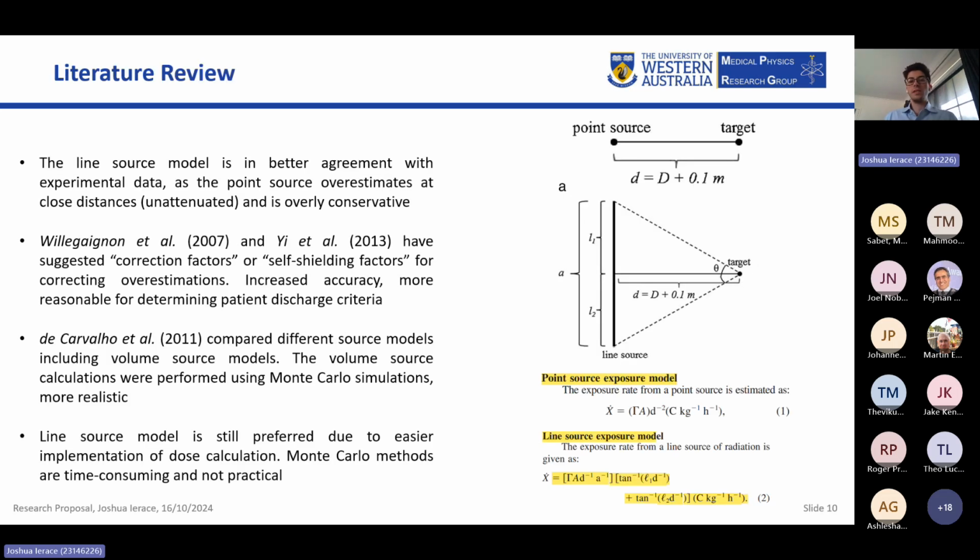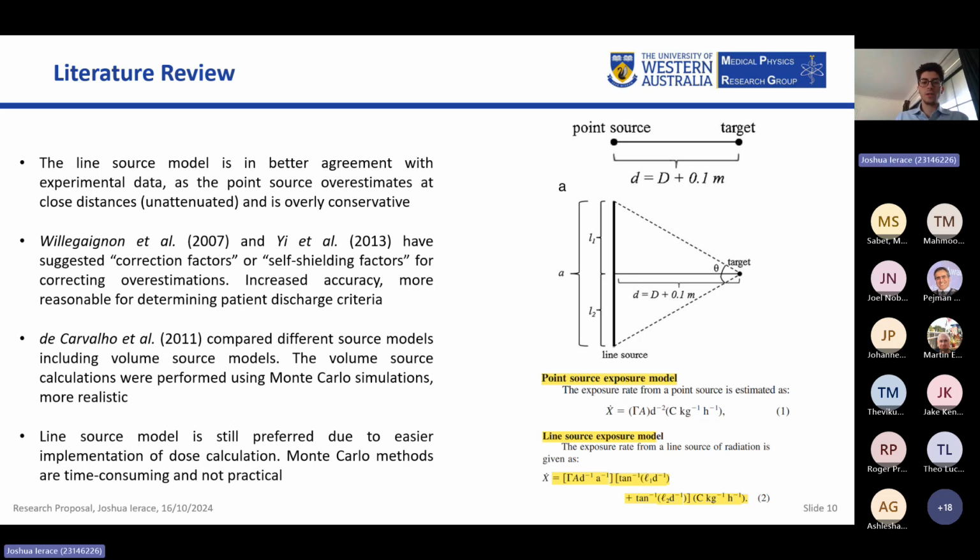It's well documented from many sources that the line source model is in better agreement with experimental data, as the point source tends to overestimate, especially at close distances, and is overly conservative. Williganian et al. and Yi et al. have suggested correction factors or self-shielding factors for correcting overestimations for the unattenuated point and line sources. This increases the accuracy and has more reasonable data which can be used for determining patient discharge criteria.